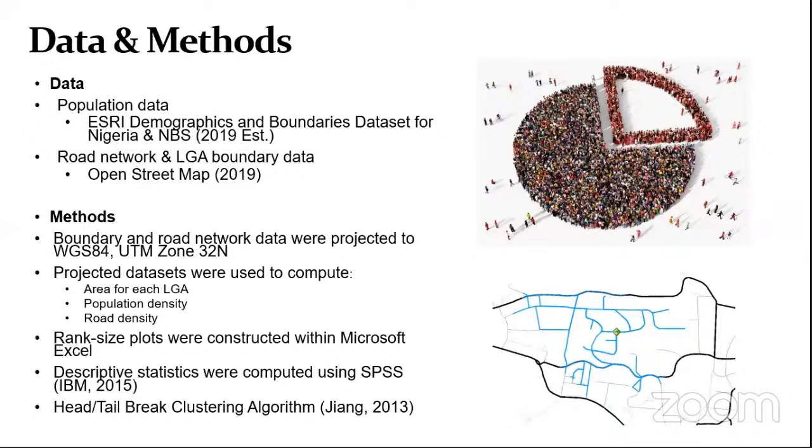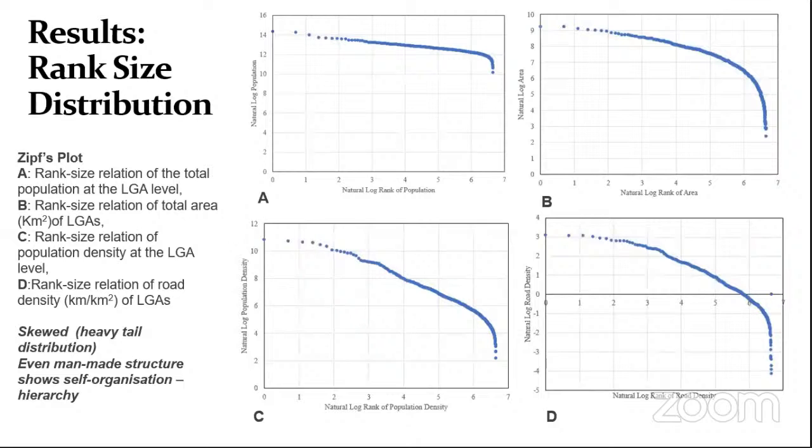We looked at population data, road network data, and local boundary data, which were obtained from the Nigeria Bureau of Statistics. From these, we carried out rank-size plots to look at how the different variables are distributed in ranks, and then descriptive statistics were executed to explore the data, while the head-tail break clustering algorithm was used to understand the hierarchy formed by these selected variables. So let's look at some of the results.